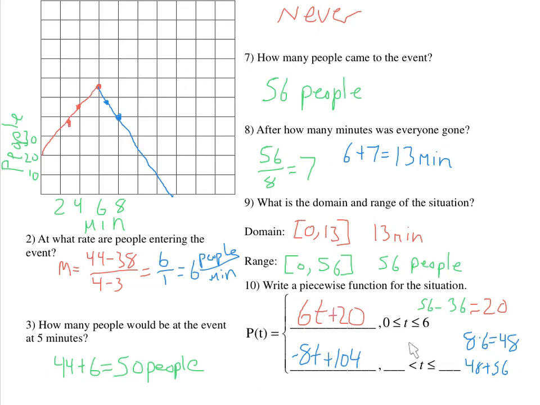Last piece, the interval. Well, what's the interval of the blue graph? It's from 6 to, where did we hit again? We hit at 13 minutes. Okay, so that goes from 6 to 13 minutes. And we are now done with this problem.